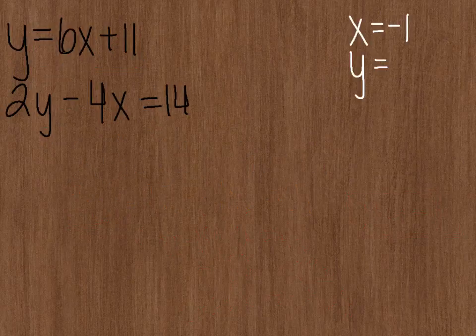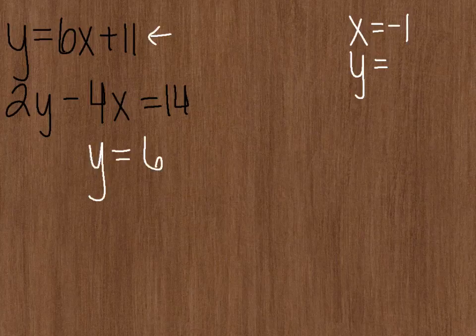Okay, from the previous slide, I found out that x equals negative 1, so now I need to find my y value. You can use either of the equations to plug in your x. I like to use this one because my variable is already by itself. So I'm going to write y equals 6, but instead of x, I now know that equals negative 1, plus 11. Now I just do the math.